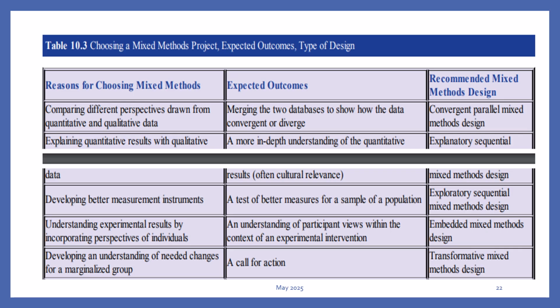The expected outcome, as you can see, is an understanding of participant views within the context of an experimental intervention. You can use, in this case, embedded or nested mixed method design. And developing an understanding of needed changes for a marginalized group. This is the main idea of transformative mixed method design in general, where you use it for marginalized people, as we mentioned, vulnerable or underrepresented populations, and the expected outcome is a call for action. That's why it's called transformative, and you use a theoretical perspective or theoretical lens throughout this type of mixed method design study.